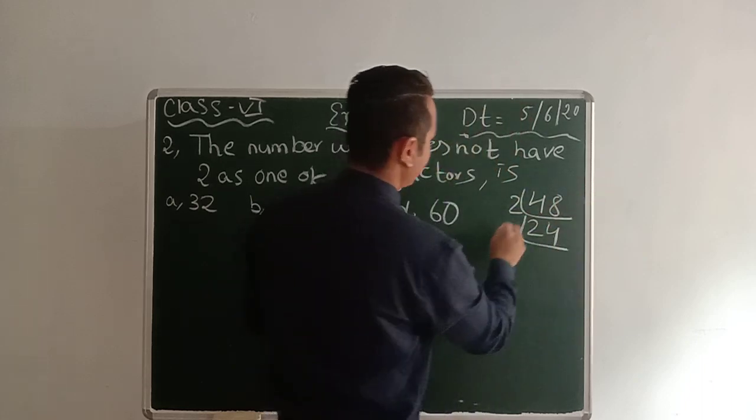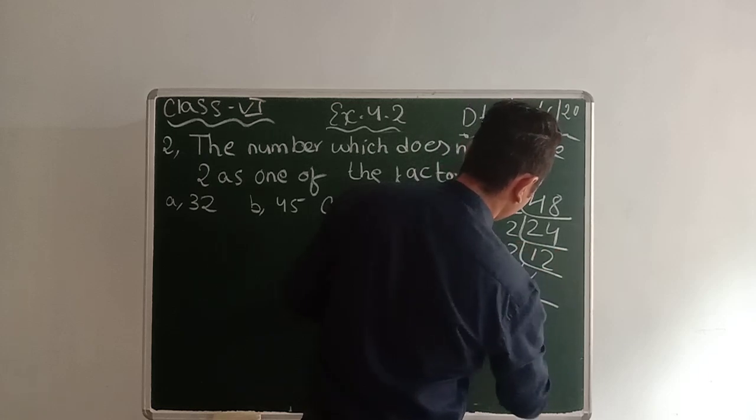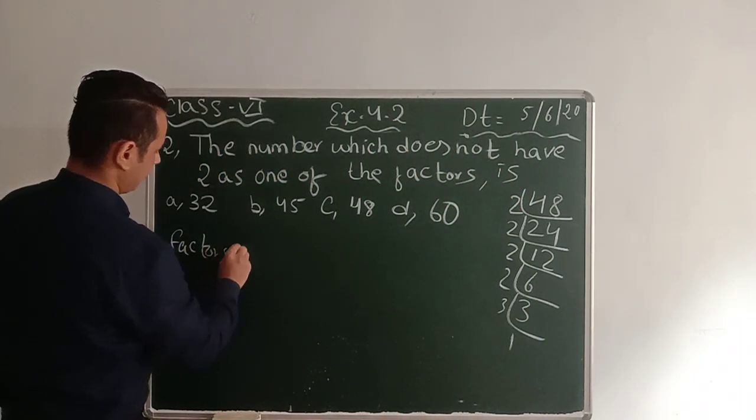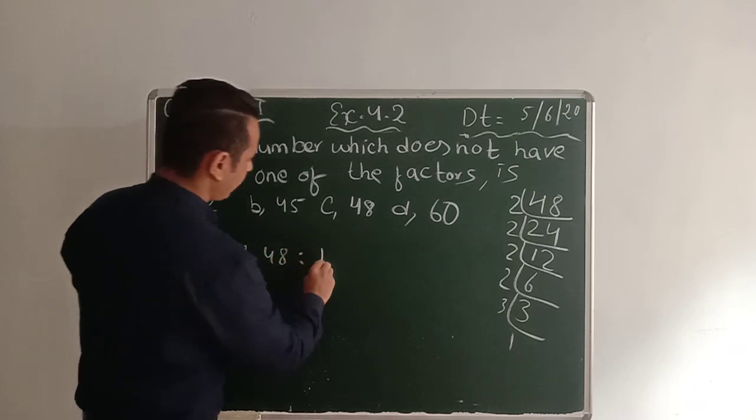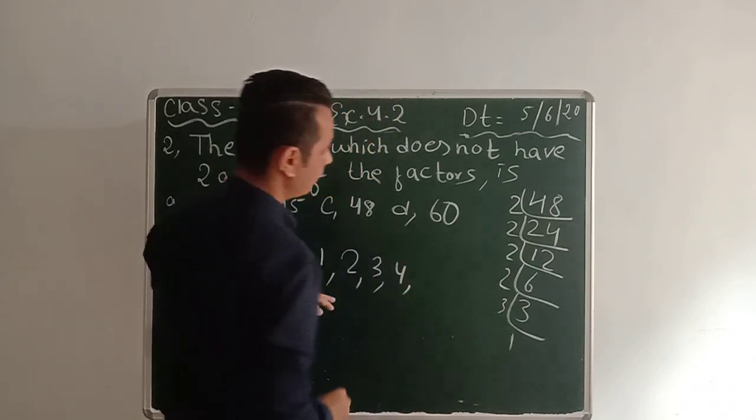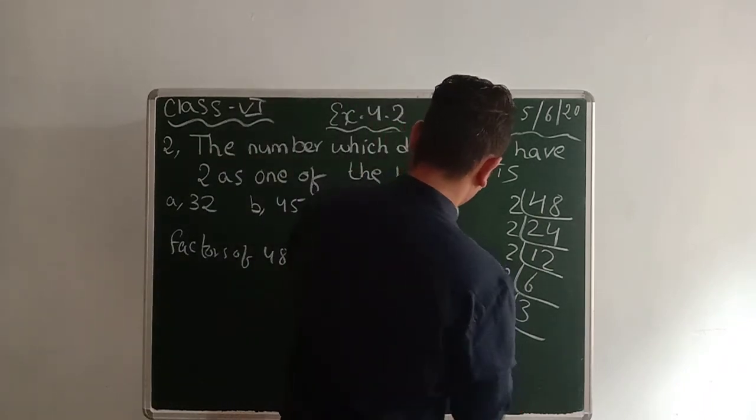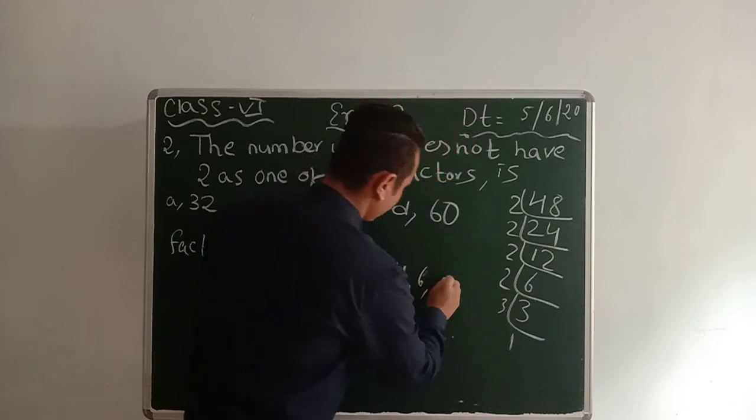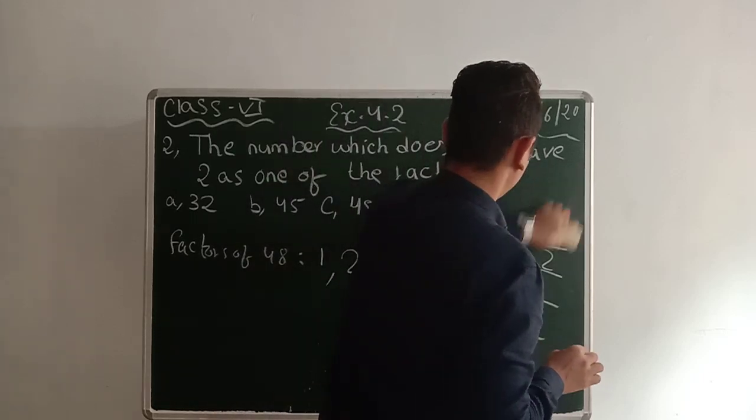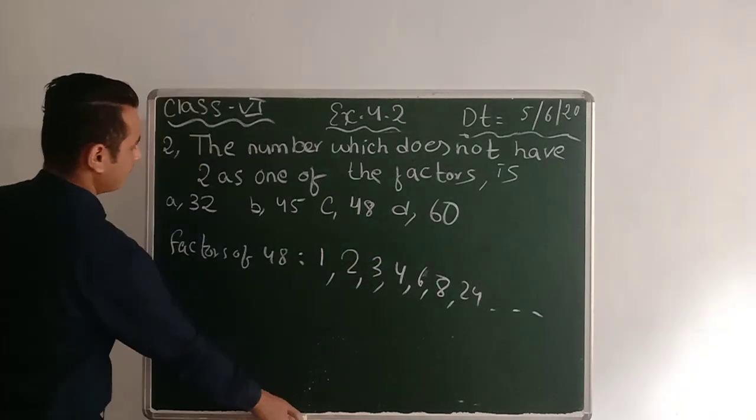Okay, now let us do 48 also. 2 2s are 4, 2 4s are 8, 2 12s are 24, 2 6s are 12, 2 3s are 6, 3 1s are 3. The factors of 48 are obviously 1, 2, 3, 4, 6, 8, 24 and so on. Okay, that means in 48 also there is 2, so our answer will be 45.